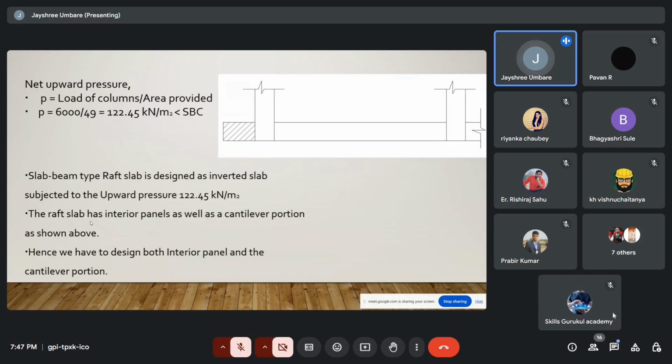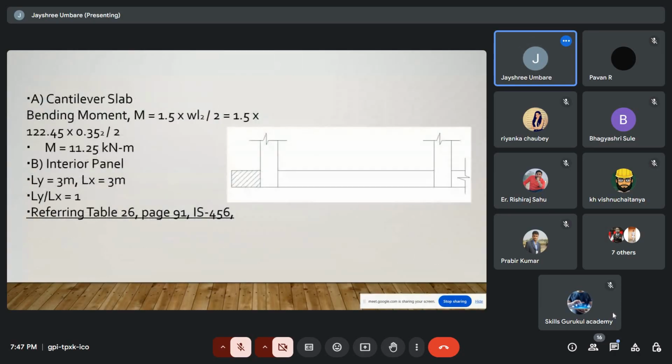which is less than SBC. For the slab beam type of raft, the slab is designed as an inverted slab subject to the upward pressure 122.45 kilonewton per meter square. The raft slab has interior panels as well as the cantilever portion. This is the interior panels and this is the cantilever portion. Hence we have to design both the interior panel and cantilever portion. First we design the cantilever slab.